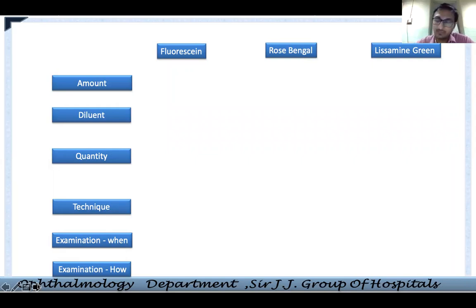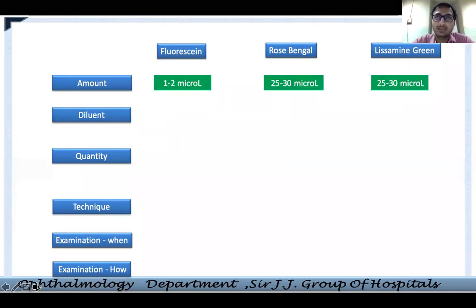So, amount. Why is amount important? See, it's a very simple fundamental that you should know: our cul-de-sac, the conjunctival sac where we put a drop, has a capacity of 25 to 50 microliters, not more than that. And our tear film is hardly 10 microliters. A single drop of any eye drop that you put is more than 50 microliters. So when you put a single eye drop inside your eye, it fills the total cul-de-sac. So you cannot put 2 or 3 drops and think that it will affect more.